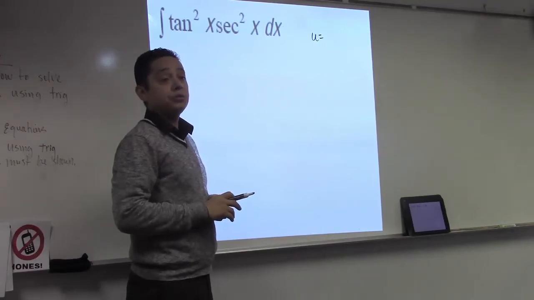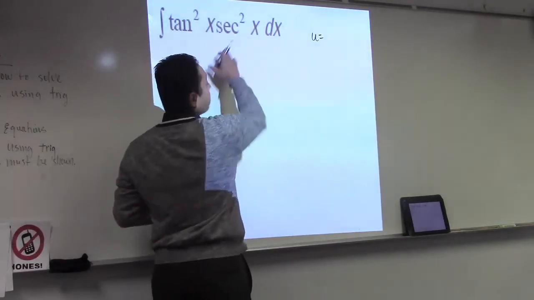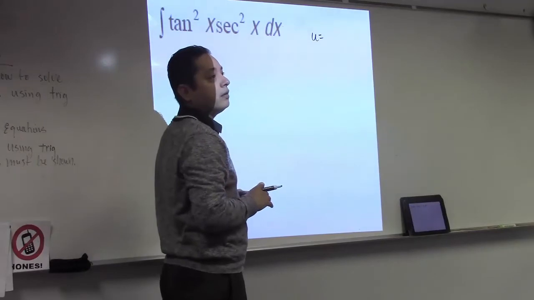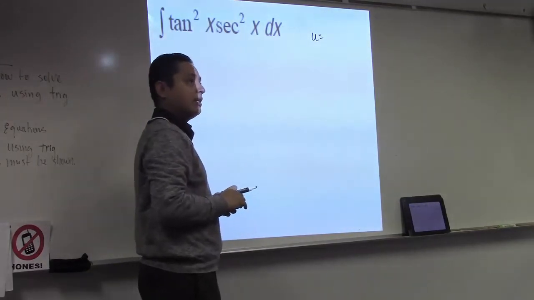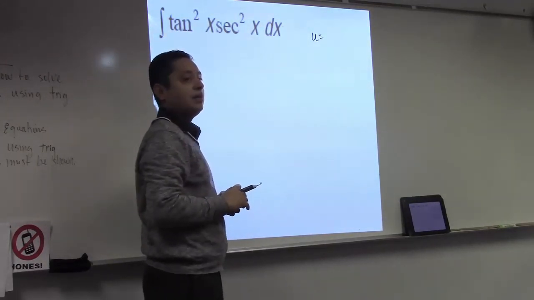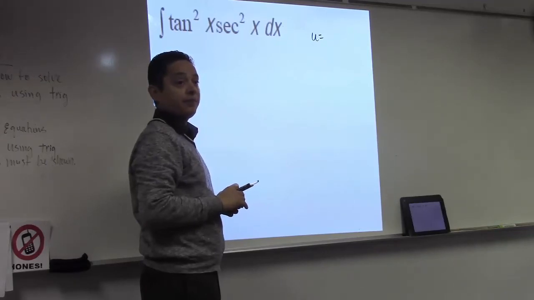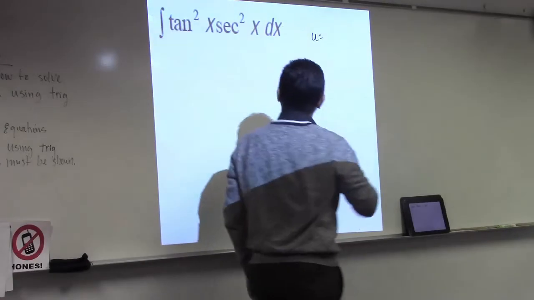That is probably. But there's 2 secants right here, right? So if I choose one of my u's to be one of those secants, then I'll have a secant and 2 tangents left. So it's not a good choice. No, okay. So we go with tangent.